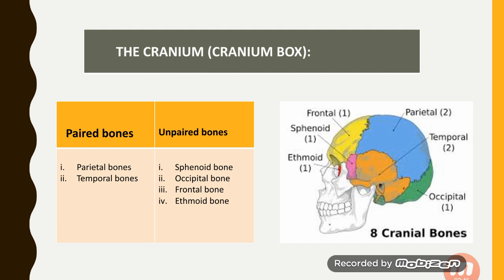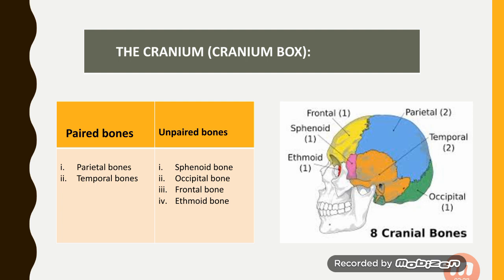Now coming towards the first part, that is the cranium. There are 2 paired bones and 4 unpaired bones, and the total comes to be 8 bones in the cranium. First of all, the parietal bone, which is a paired bone of the skull or cranium, it is located on each side of the skull. You can see the parietal bones are shown with the blue part in the diagram.